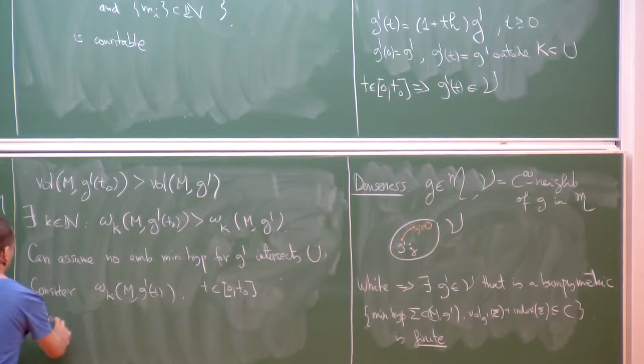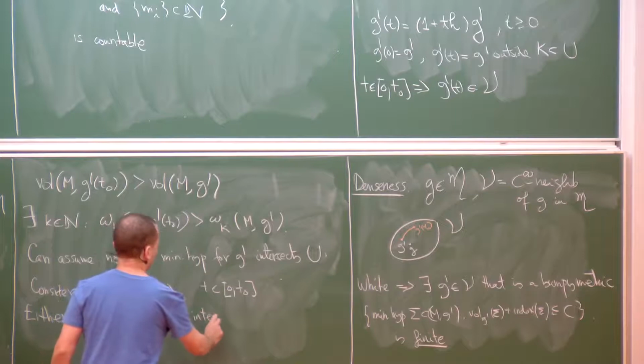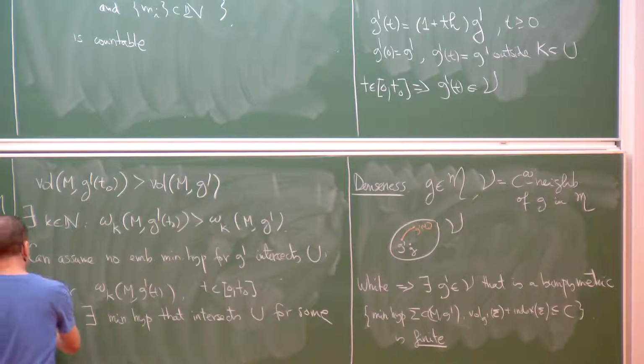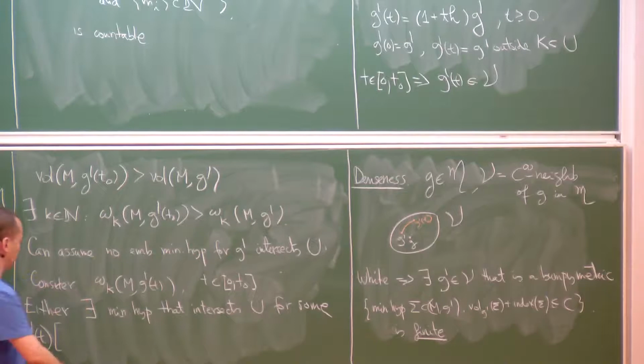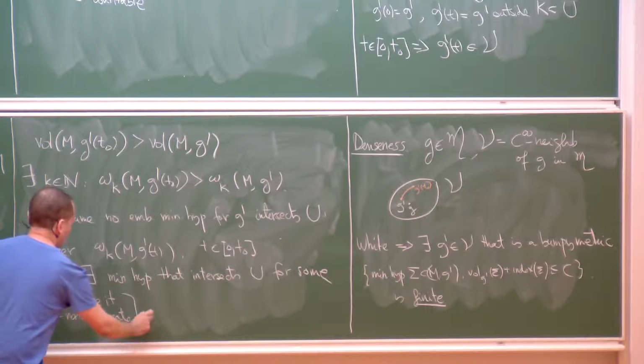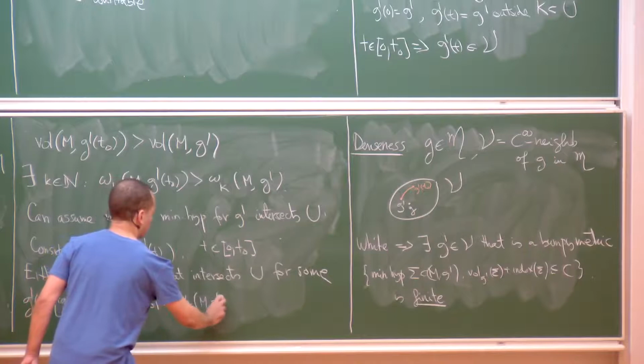Either there is a minimal hypersurface that intersects U for some G prime of t. And in that case, by an arbitrarily small deformation, I can make it non-degenerate. Or the minimal hypersurface is outside U, but then it's a minimal surface for G prime, in particular, this number has to belong to C for every t.